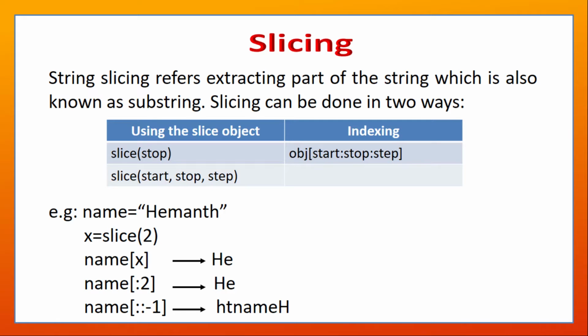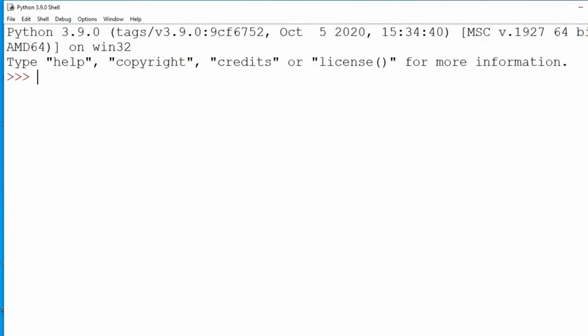In the same way, we can also use the index method. We can reverse the string by leaving the start and stop index at default values and only specifying the step value as -1. Let us see this in practice.